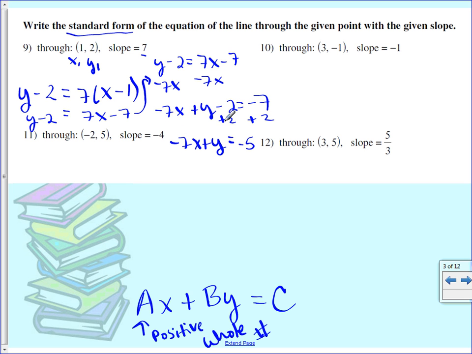I'm running out of a little bit of space here. Can I have a negative in front of that 7? What do we do to get rid of that negative since it has to be positive? How'd you get plus y?